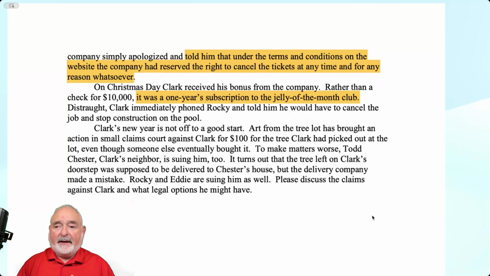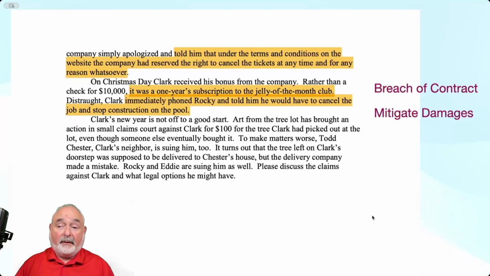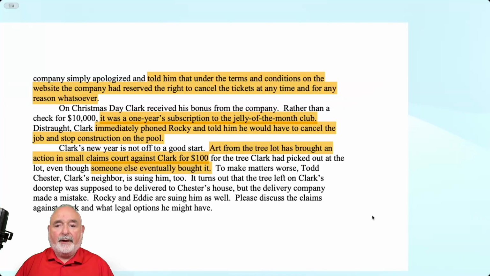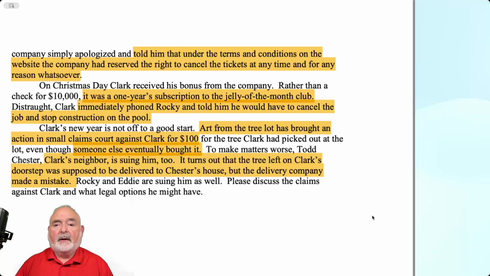And then we get down here and it says, Art from the tree lot has brought an action in small claims court against Clark for $100 for the tree Clark picked out at the lot, even though someone else bought it. So, first of all, it's a bummer that he's getting a subscription to the Jelly of the Month Club. It's probably a breach of contract issue. There's mitigation of damages issues that we talked about a little bit earlier. Then here, because somebody else bought it eventually, there's no damages. So the claim in small claims court is not going to go anywhere. We know that. Again, because somebody else bought it, no damages.